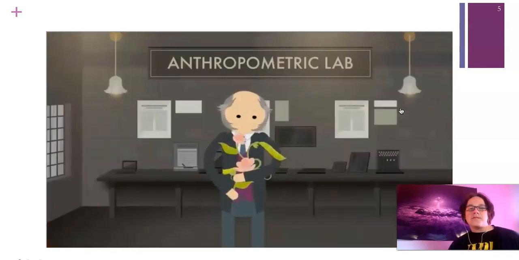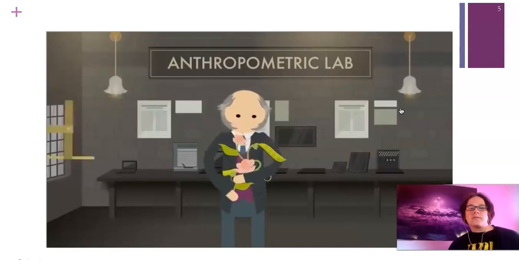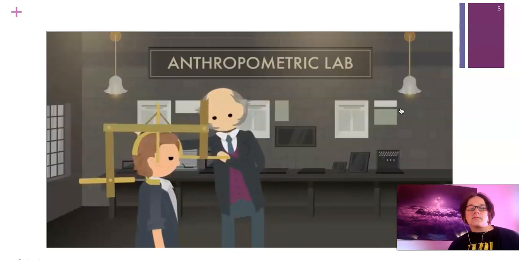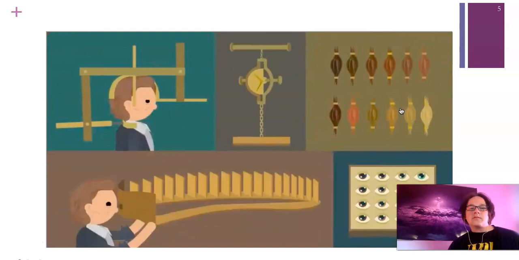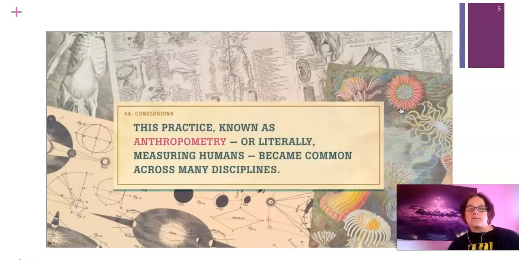In 1884, Galton took his pea model to the International Health Exhibition in London. Visitors to his anthropometric lab paid to have Galton measure their bodies, minds, and senses in various ways. He produced many new instruments in order to measure, for example, eyesight. Visitors received the results, and Galton also kept a copy to add to his library of research on variation in humans. This practice, known as anthropometry, or literally measuring humans, became common across many disciplines.